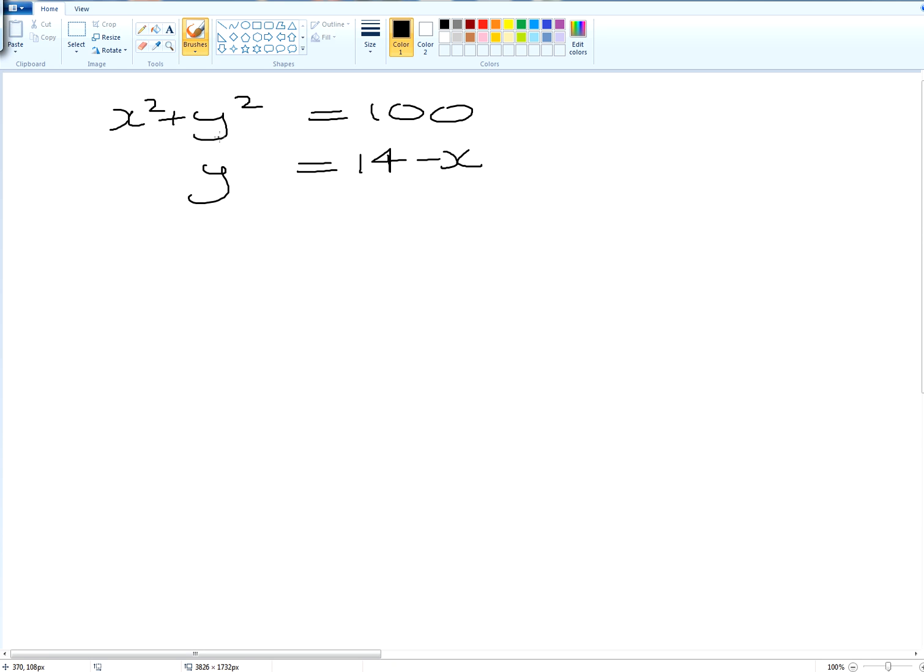We have x squared plus y squared equals 100, and y is equal to 14 minus x. We call this equation number 1 and equation number 2.